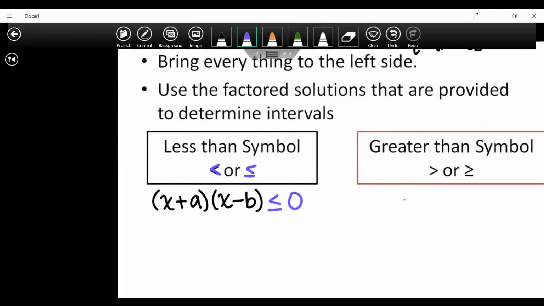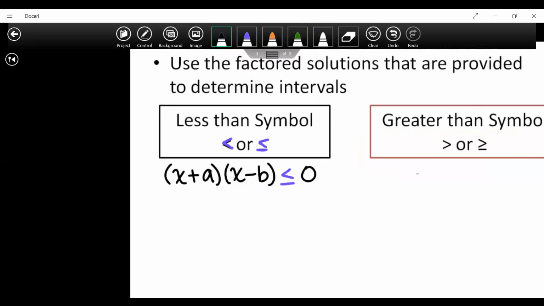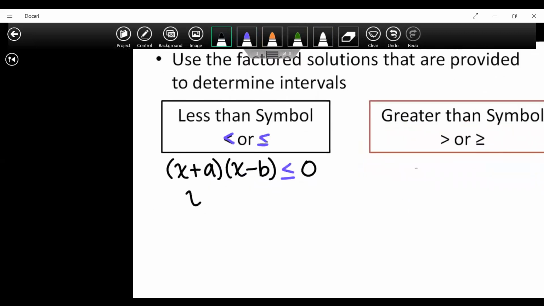We brought everything to the left-hand side. We already factored it. That's done. Okay. If the less than or equal to symbol is there, my solutions are still going to be the same thing, and we're going to kind of discuss this. My solution will be negative a and positive b, where negative a is less than b.